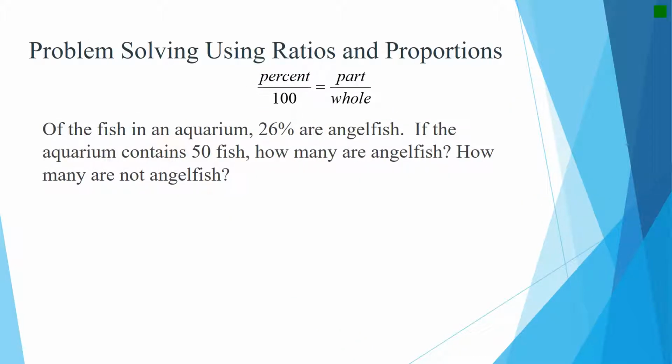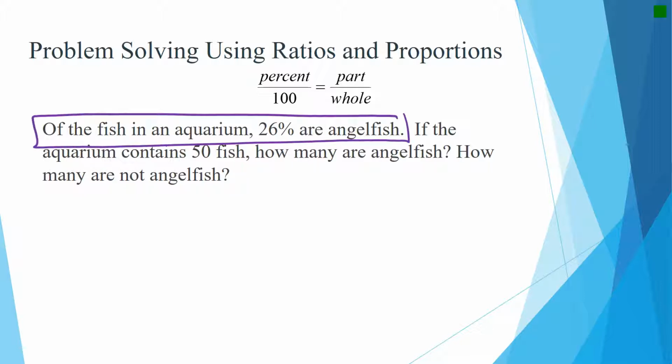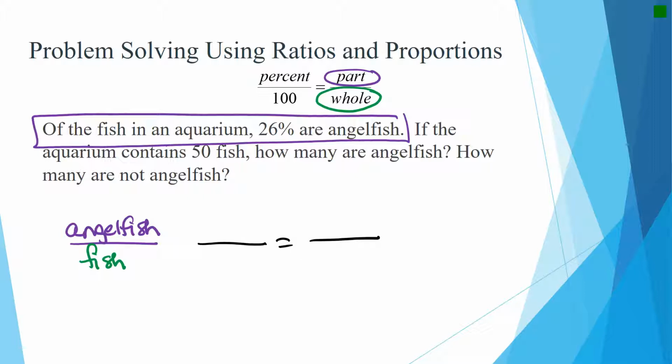All right, so here we go again. Of the fish in an aquarium, 26% are angelfish. So from that sentence, we know the two things we're talking about. The part is the specific thing we're talking about. Which is more specific, fish or angelfish? Angelfish. So angelfish is the smaller portion. That's the specific thing we're talking about. The whole, what's the whole concept we're discussing here? All the fish.